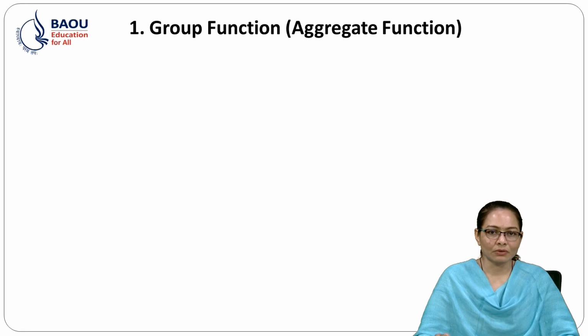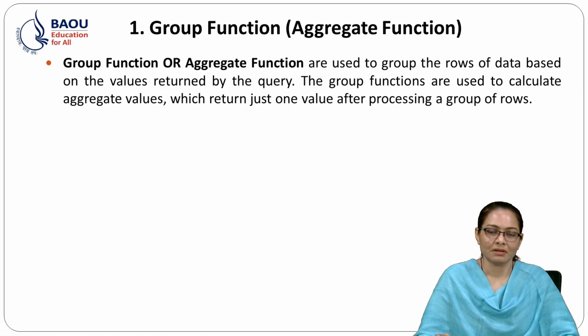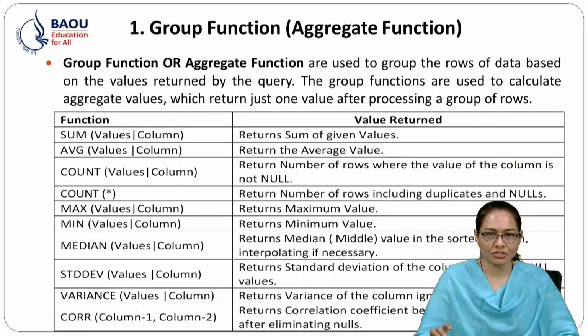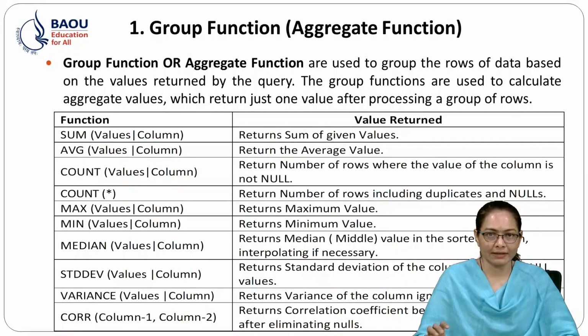Now start with the group function or aggregate function. The group function or aggregate function is used to group the rows of the data based on the value returned by the query. The group functions are used to calculate aggregate values, which return just one value after processing a group of rows. This aggregate function works on a group of the data.